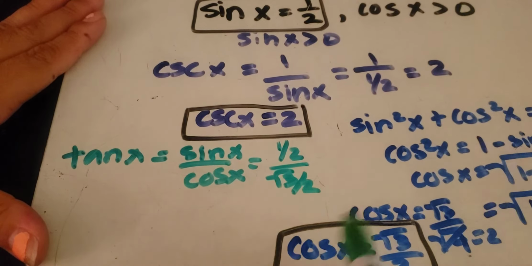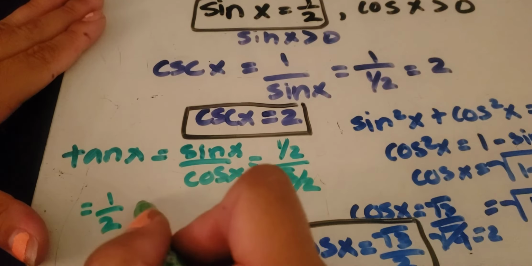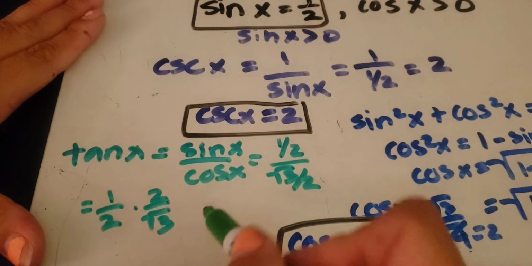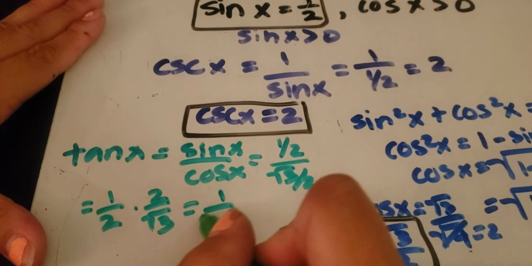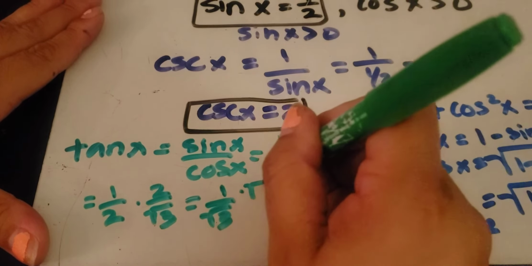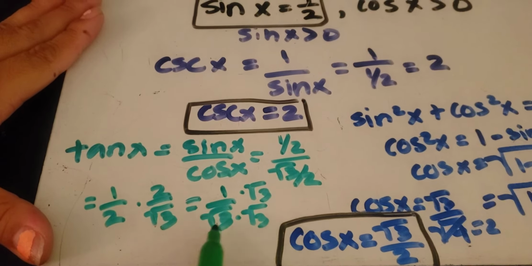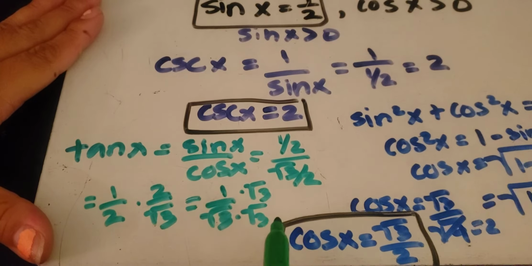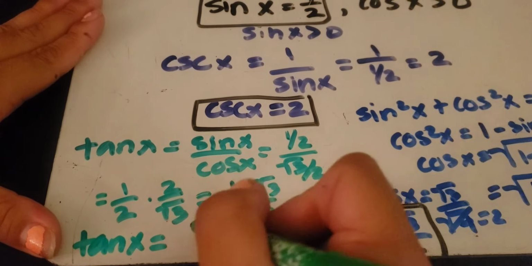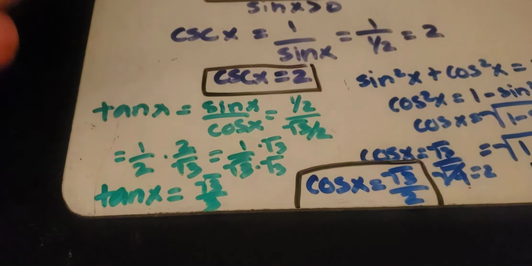Dividing a fraction by a fraction is the same as multiplying by the reciprocal. So 2 times radical 3, okay? And then the 2's will cancel out, so you just have 1 over radical 3. And then don't forget, you're not allowed to have radicals in the bottom. So I'm going to multiply by radical 3 to the top and the bottom, numerator and denominator. And square root of 3 times square root of 3 should just give you 3. So my final answer should be tangent of x equals radical 3/3.